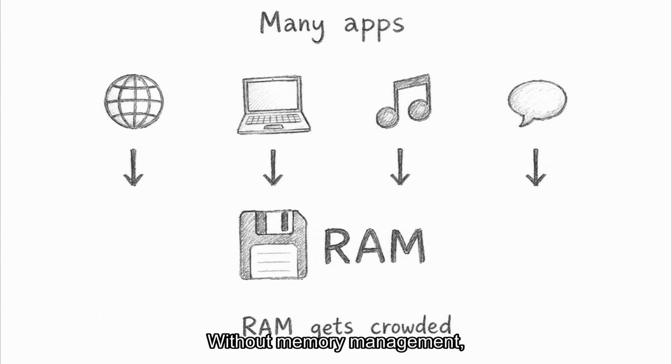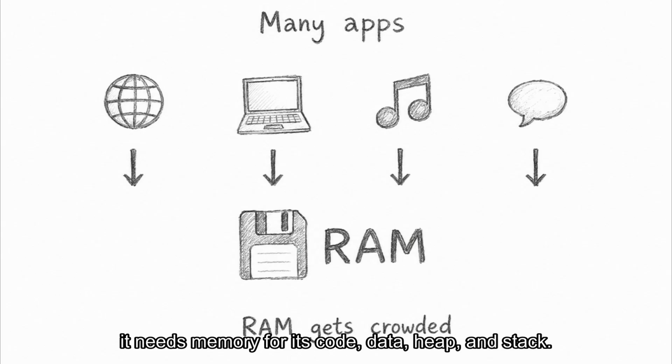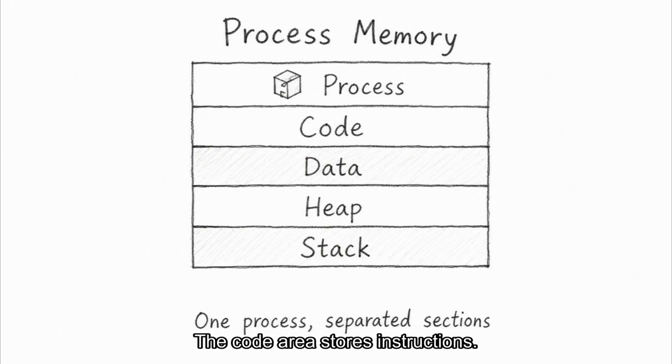Without memory management, programs could overwrite each other, waste memory, and crash more easily. Let me start with memory allocation. Memory allocation means giving a certain memory space to a program. For example, when a process starts, it needs memory for its code, data, heap, and stack. The code area stores instructions, the data area stores global or static data. The heap is used for dynamic memory, and the stack is used for function calls. So when a process runs, the operating system must prepare memory so that the process can work properly.